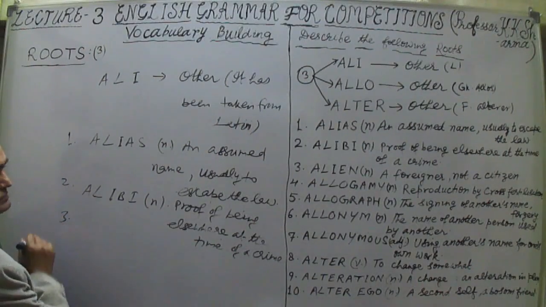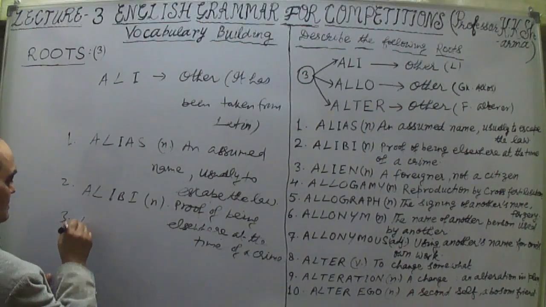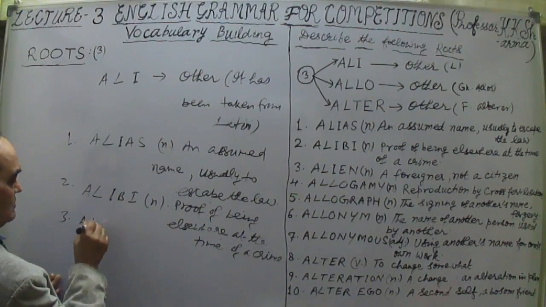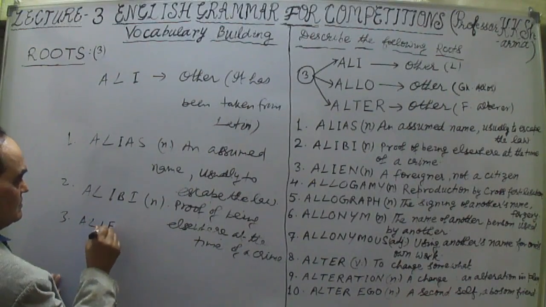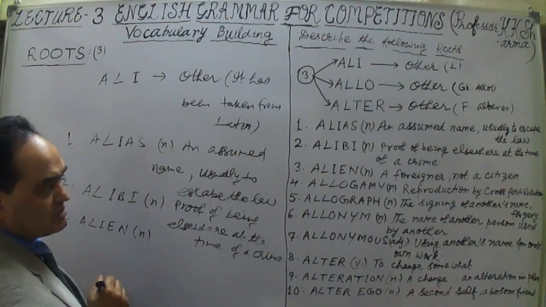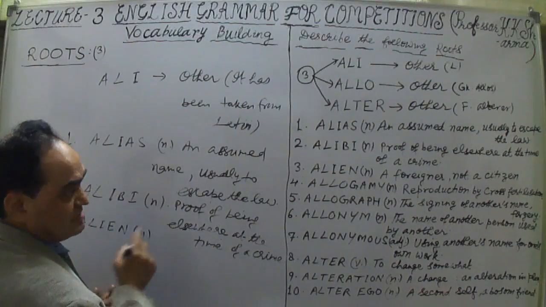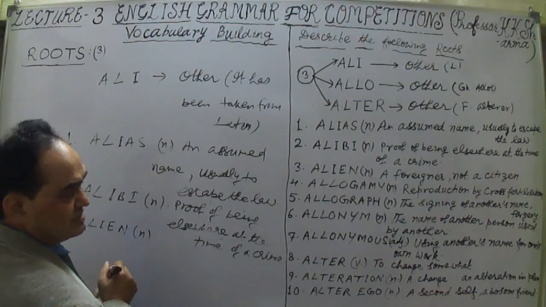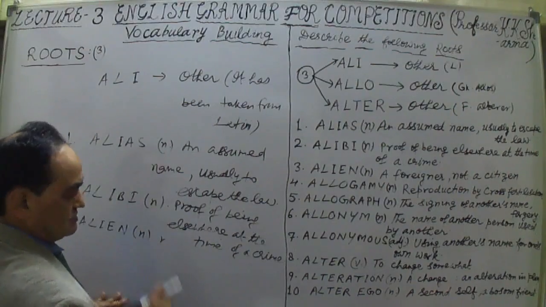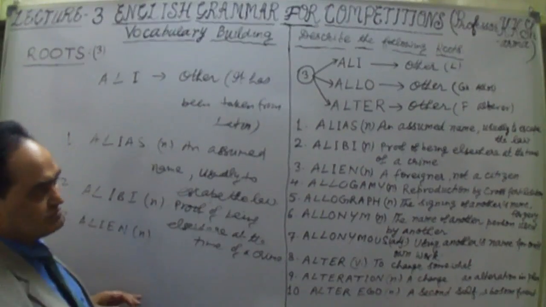Then the third one I've taken is alien. A-L-I-E-N. Alien. The word alienate is also there. Alienate is a verb, and alien is a noun. Alien means a foreigner.